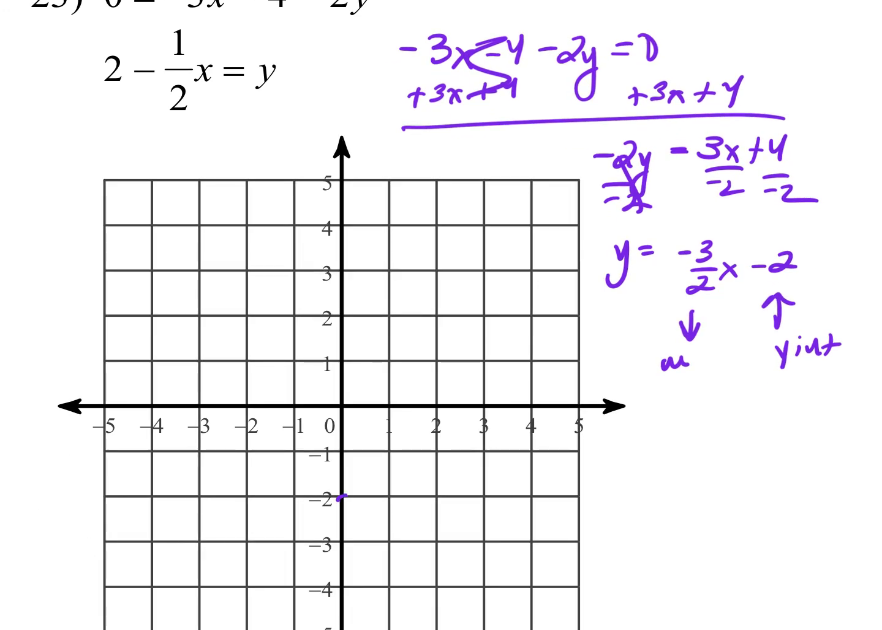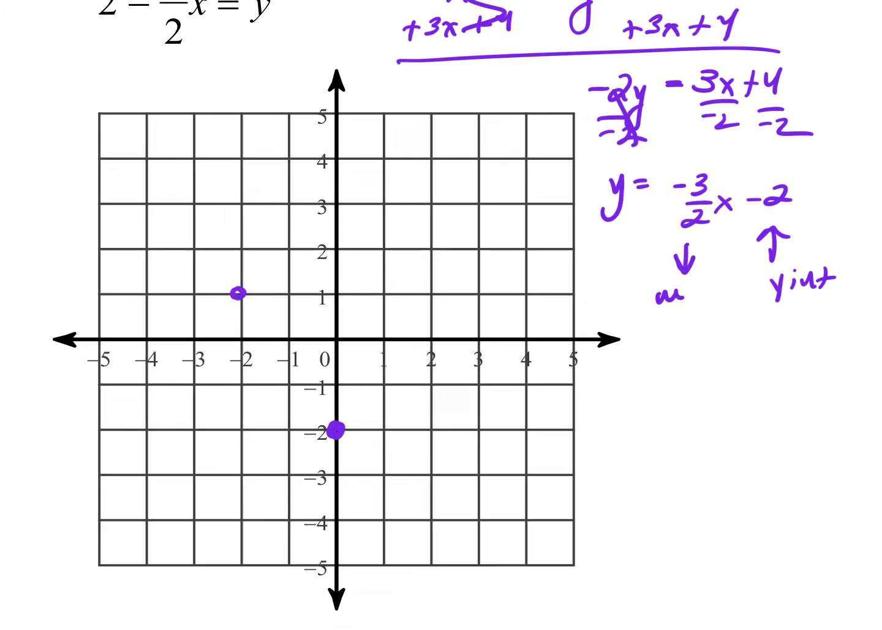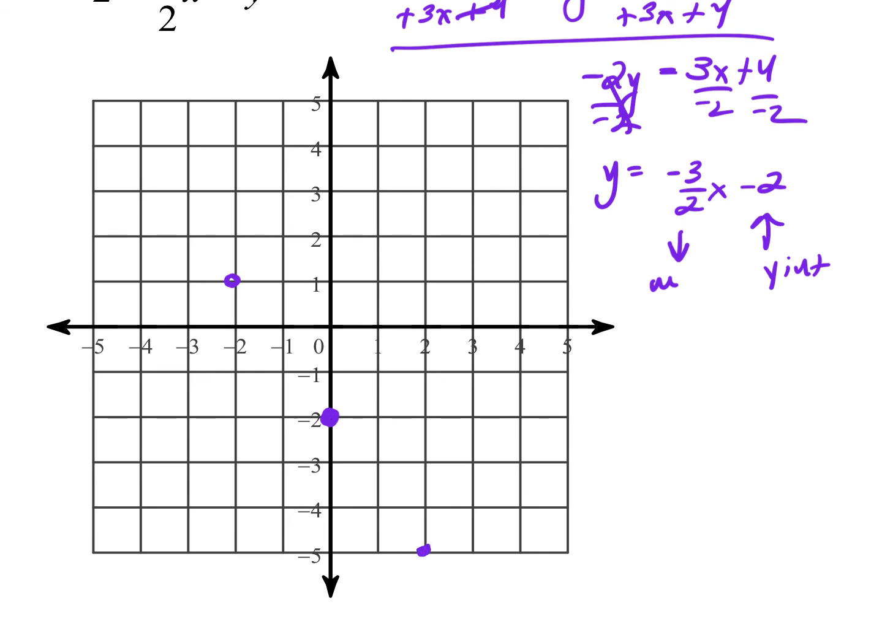You go to -2. You tell me my slope is negative, so it's going to go downwards. So I'm going to go up 3 and to the left 2, down 3 to the right 2. And as I draw my line, I see that it is sloping downwards as I draw.